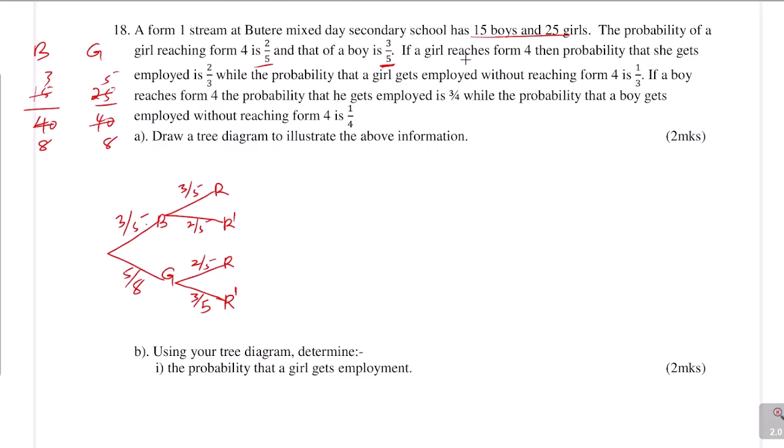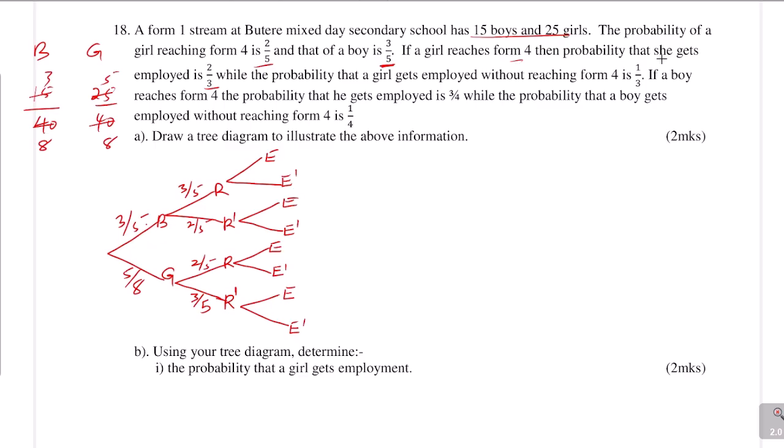Then the other statement: if a girl reaches Form 4, the probability that she gets employed is 2/3. So when the girl reaches Form 4, this is the branch. Getting employed, I'll use E. Not getting employed, I use E prime. The same for this branch here, employed, not employed, and this one as well. So let me fill these.